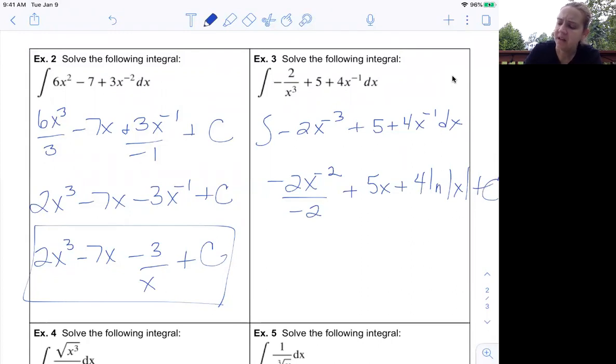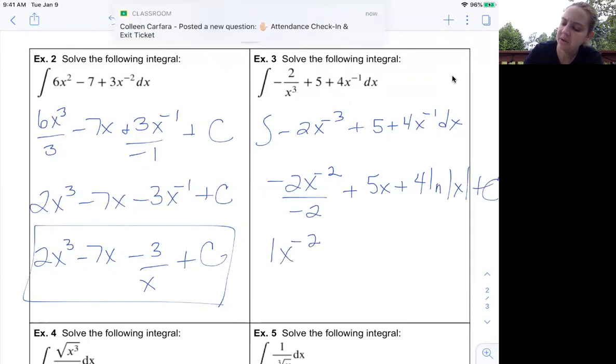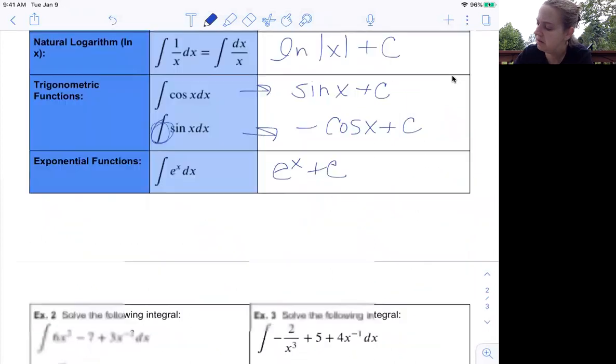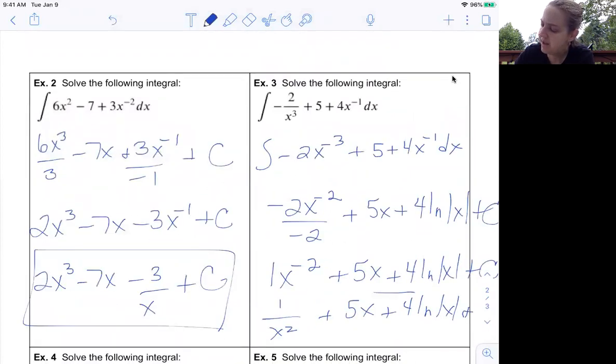Clean this up a little bit. In the beginning, a negative 2 divided by negative 2 is 1. X to the negative 2 plus 5x plus 4 natural log of x plus c. And then this negative exponent, I would just move to the bottom. 1 over x squared plus 5x plus 4 natural log of absolute value of x plus c. Whoopsie. And somehow that first piece doesn't seem right to me this morning, but let me just double check. Negative 3 plus 1 is negative 2 divided by negative 2. I think we're okay.